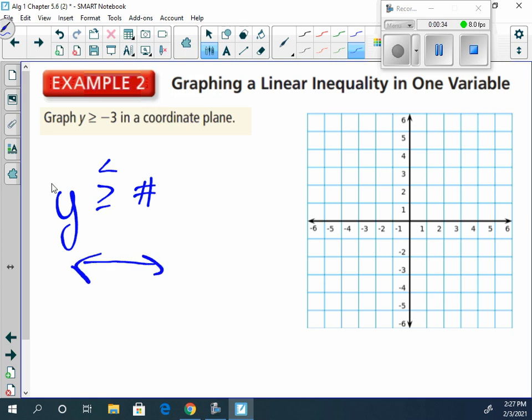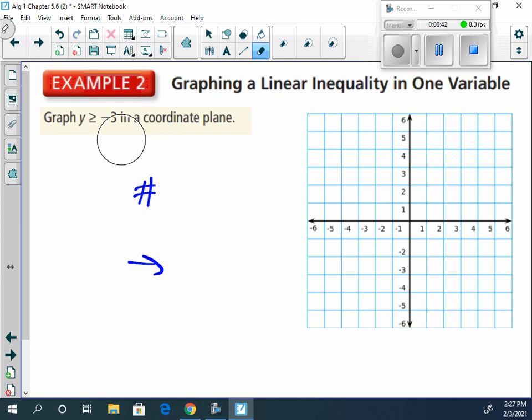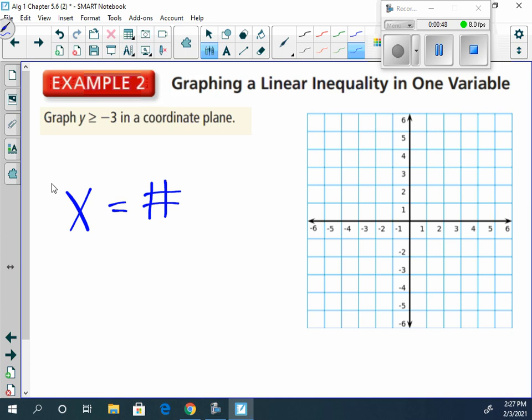that is horizontal. It is flat. Y equals is flat. Now, if we have x equals a number or an inequality sign, we're talking about a graph that goes straight up and down. X equals or an inequality, x is greater than, x is less than, we're talking about a line going straight up and down.